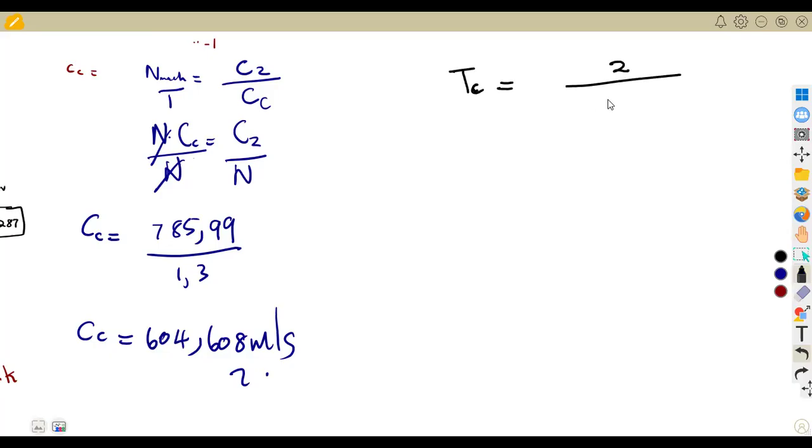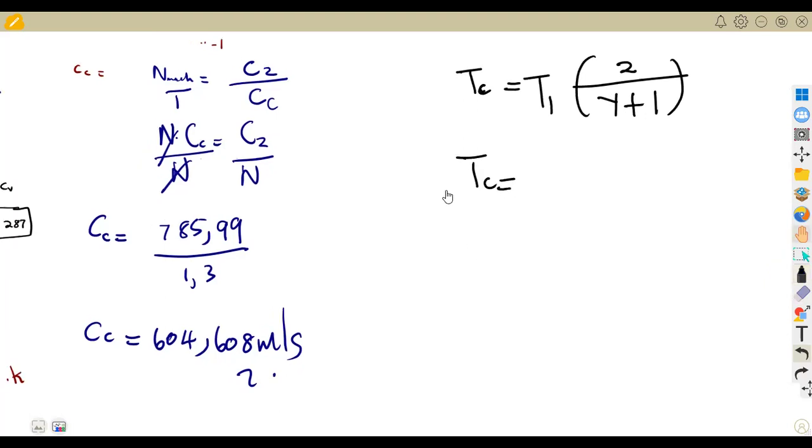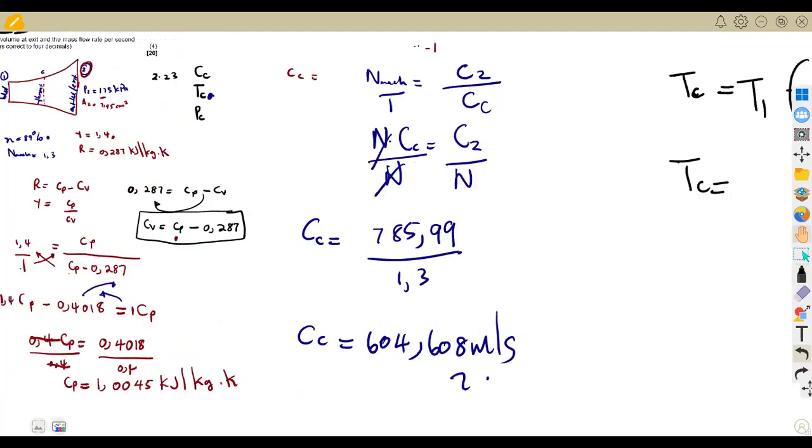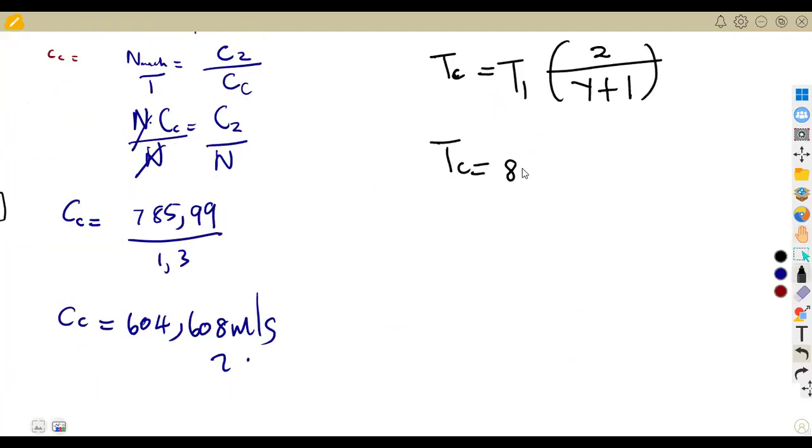2 over gamma plus 1, like that. All right, so this is T1 times this. So that's TC is equal to T1. We have T1 originally 873 from the original information. Our T1 was 873 into 2 over the value of gamma. Remember, our gamma is 1.4.